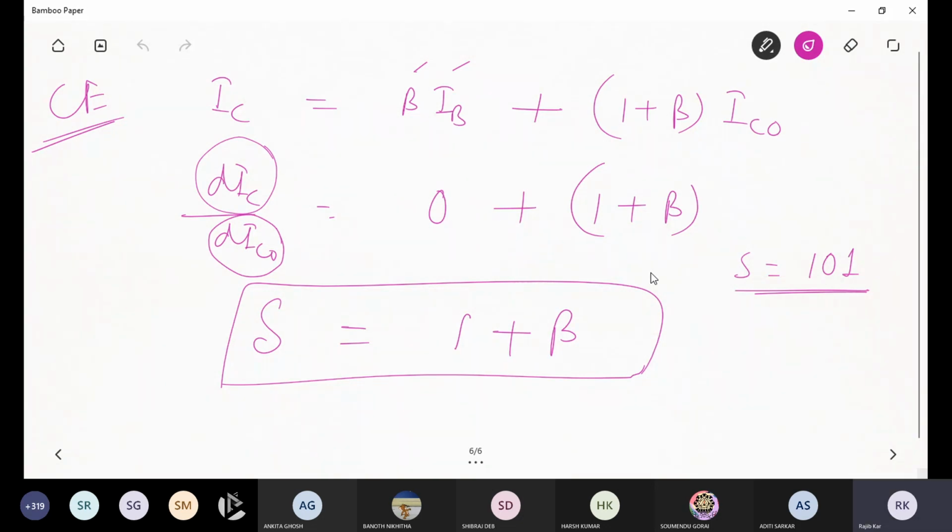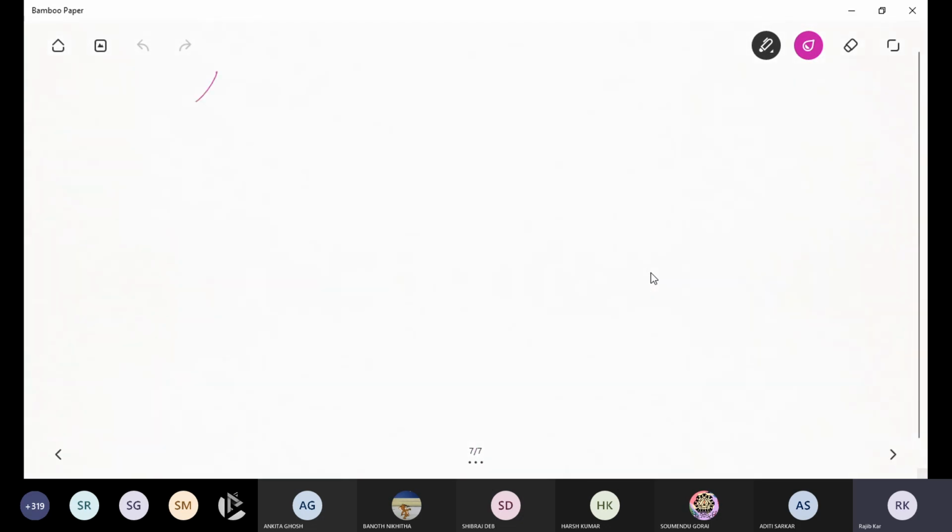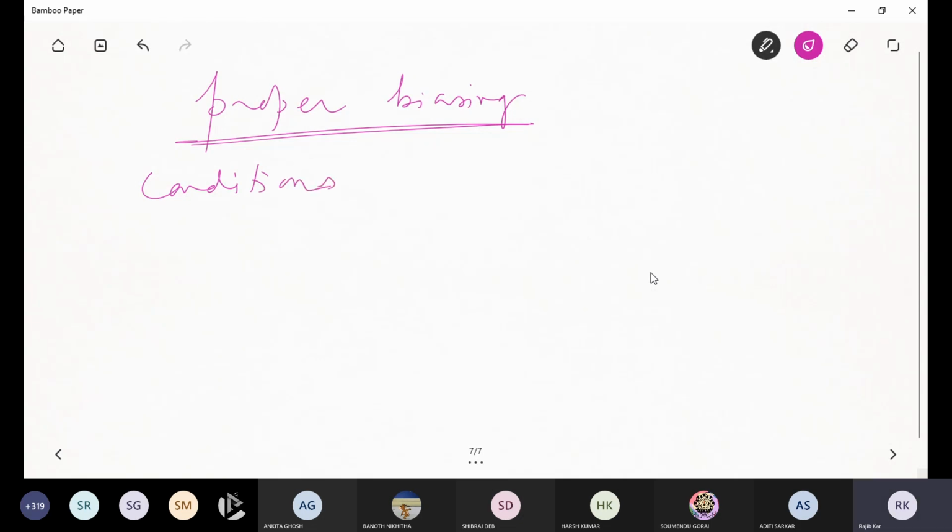To avoid this, our target is to reduce this 1 plus beta to 1. For that you need a certain circuit arrangement which is called efficient biasing or proper biasing. Proper biasing means you connect external resistances and voltages accordingly so that the final stability factor expression approaches 1. What are the different conditions for proper biasing?